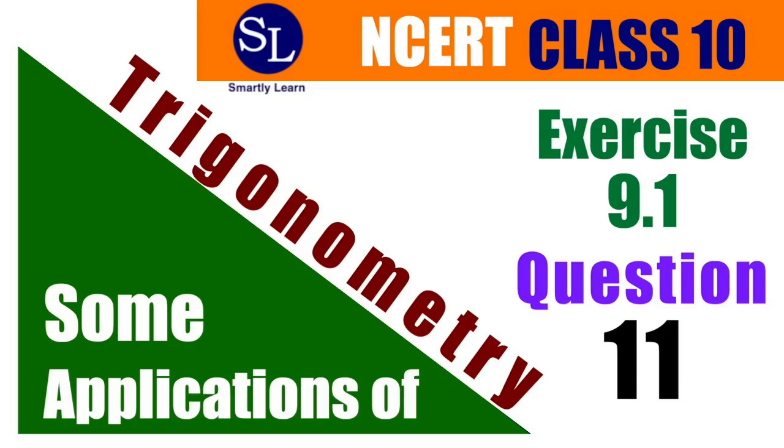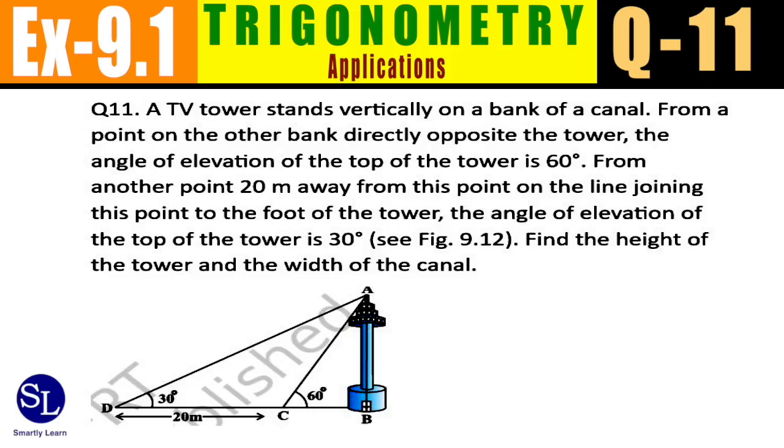In this video, let's see how to solve the 11th question in exercise 9.1. A TV tower stands vertically on the bank of a canal. From a point on the other bank directly opposite the tower, the angle of elevation of the top of the tower is 60 degrees. From another point 20 meters away from this point, on the line joining this point to the foot of the tower, the angle of elevation of the top of the tower is 30 degrees.